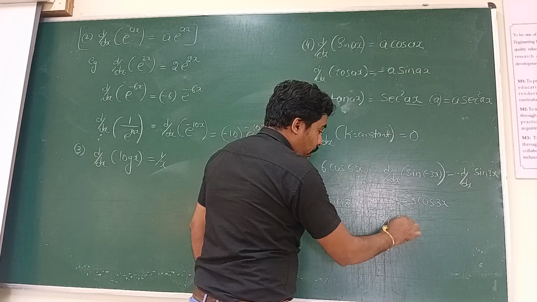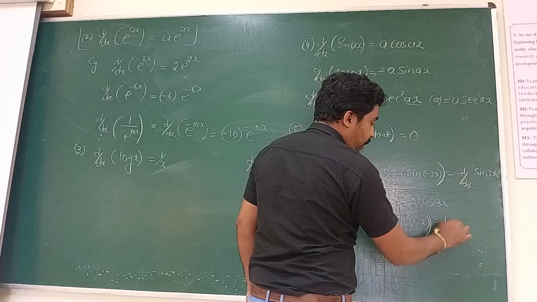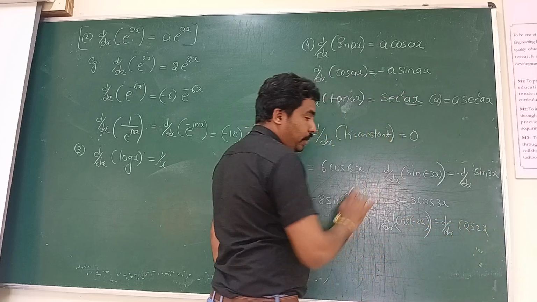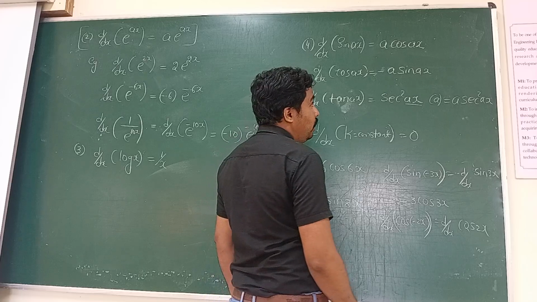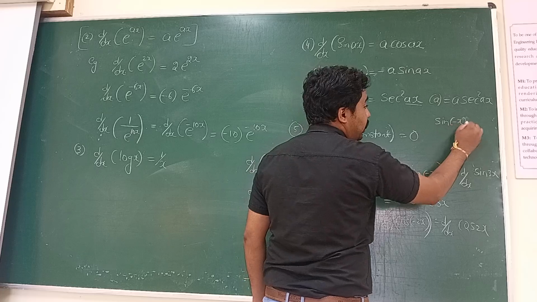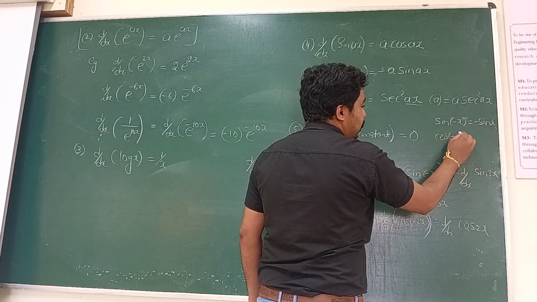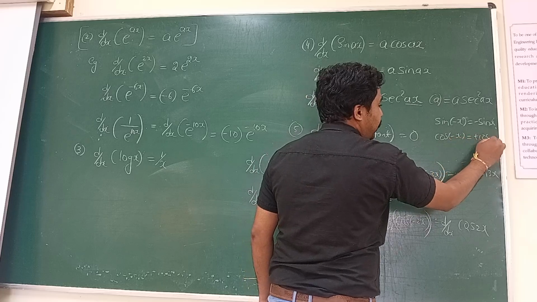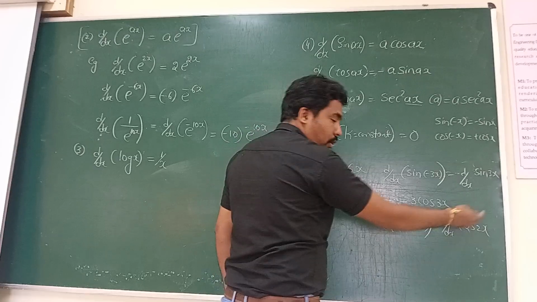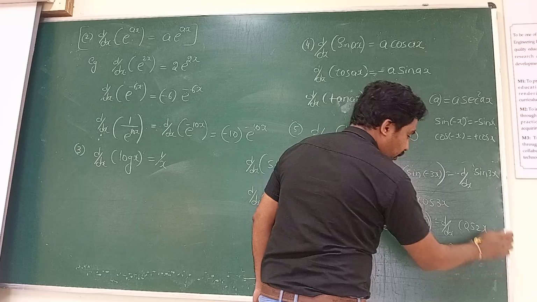Differentiation of cos of minus 2x. This is very important. It becomes differentiation of cos 2x itself. Here some students will commit the mistake. Please remember the trigonometry: sin of minus x is minus sin x, but cos of minus x is plus cos x itself. Therefore, cos of minus 2x is nothing but cos 2x. So it becomes minus 2 sin 2x.